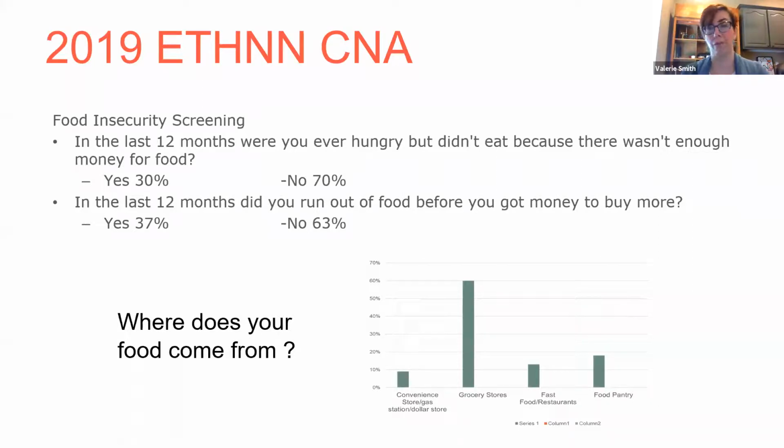And then we were able to ask people where they were getting their food. So the majority of people that were surveyed, 60%, used grocery stores, but you see that almost 20% had utilized a food pantry at some point. And then we had a lot of people who were utilizing fast food, as well as a smaller percentage utilizing convenience stores and gas stations.